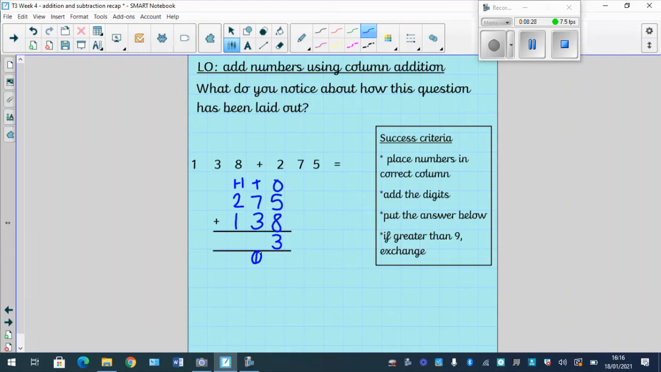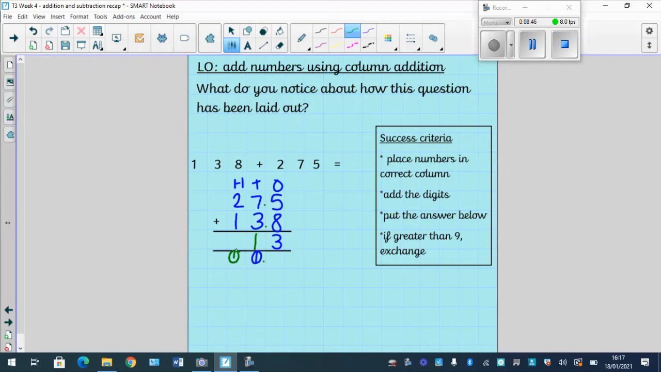Next, I'm going to add up everything in my tens column. 7 tens add 3 tens is 10 tens. Add one more 10 is 11 tens. 11 again is a 2-digit number. I take the 1 and pop it in the column, then I exchange the 10 across.